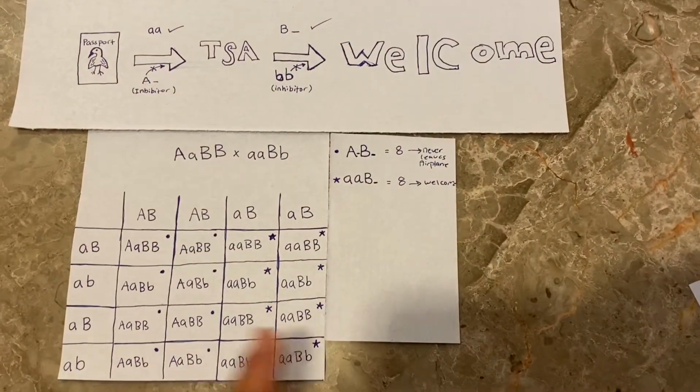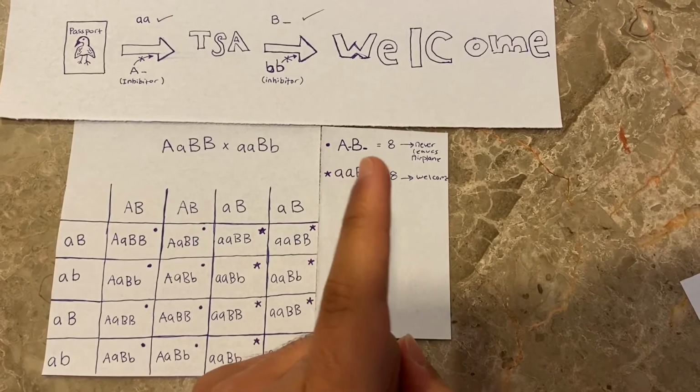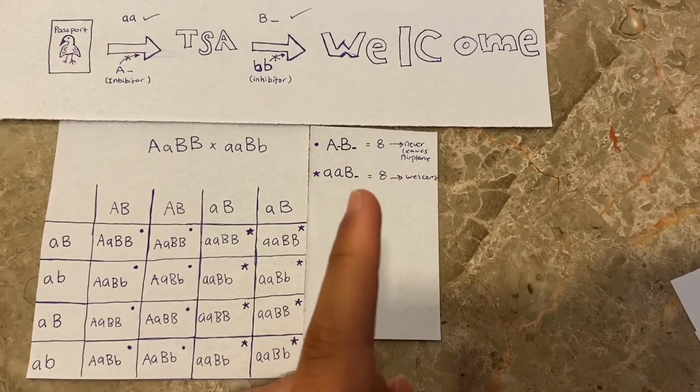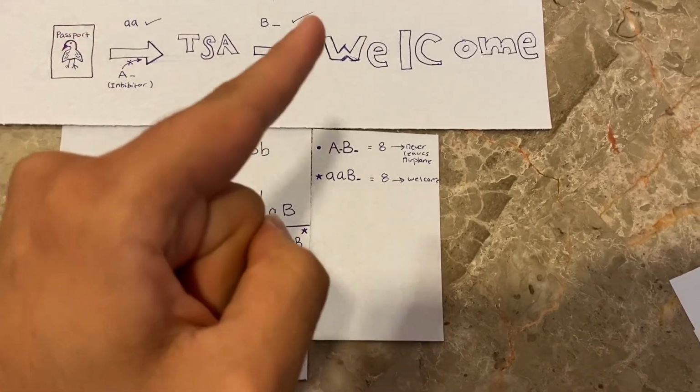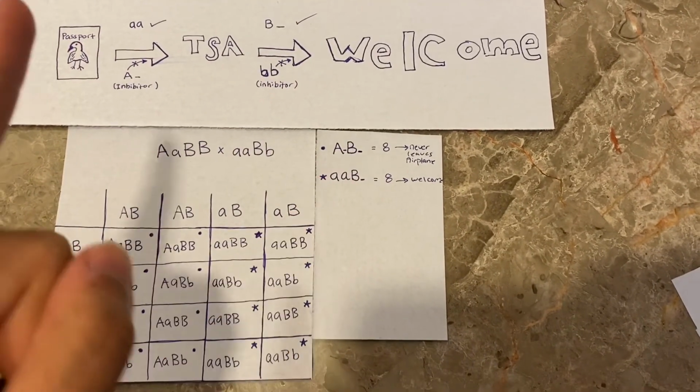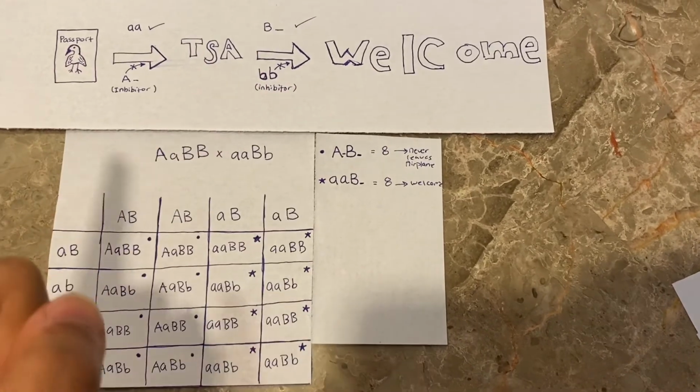This is the other cross. As you can see, circles are big A, big B, which is 8. Stars are little a, big B, which is 8. Little a, big B makes it all the way through. Big A, big B does not make it off the airplane.